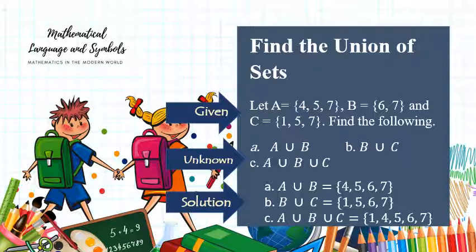Okay, B ∪ C, the common element is 7. So we have {1, 5, 6, 7}. And A ∪ B ∪ C, the common elements are 5 and 7. So we have {1, 4, 5, 6, 7}. Again, we write them once only.